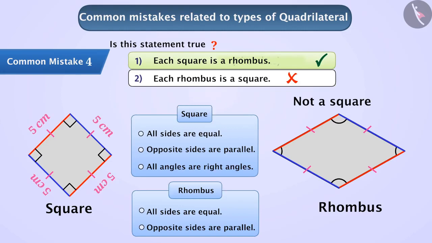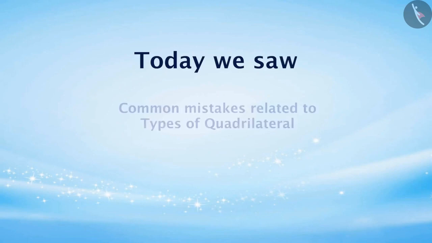Students make mistakes in identifying the correct type of quadrilateral due to the confusion in concepts of rhombus and square and give the wrong answer. With this, we can say that every square is a rhombus, but every rhombus is not a square. Today we have seen some common mistakes related to types of quadrilateral.